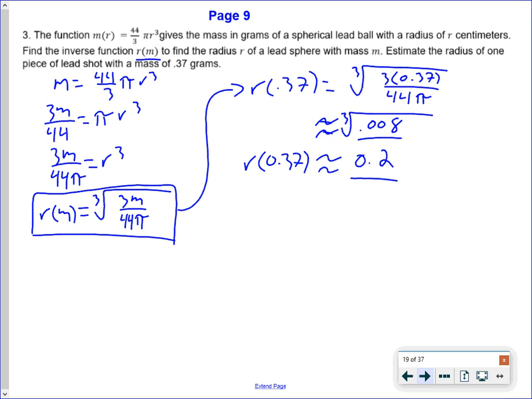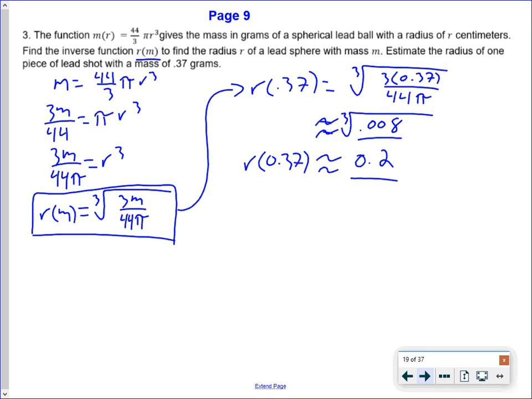All right, for number 3, this is what you should have gotten. It's very similar to number 2 in solving it out. So the function M of r gives you 44 over 3 pi r cubed, and that gives the mass in grams of a spherical lead ball with a radius of r centimeters. And we need to find the inverse function r of M to find the radius r of a lead sphere with mass M. So when you find your r of M, or your inverse function, this boxed equation is what you should have gotten: r of M equals the cube root of 3M over 44 pi.